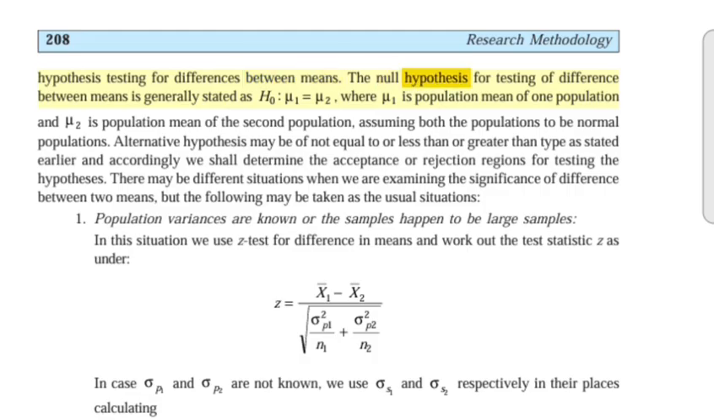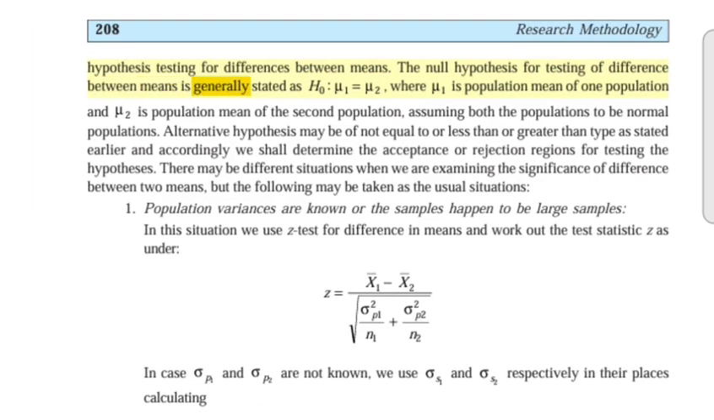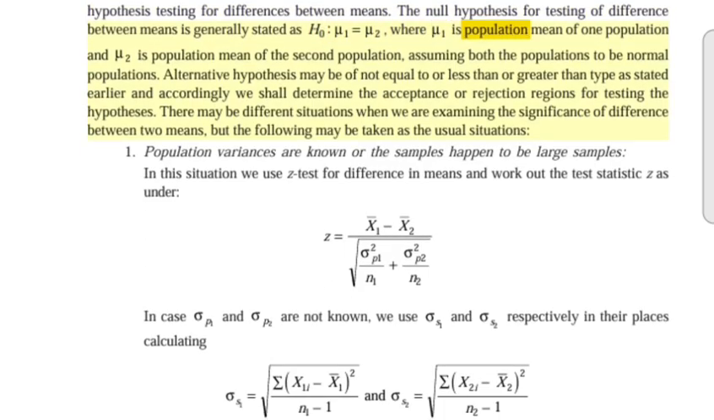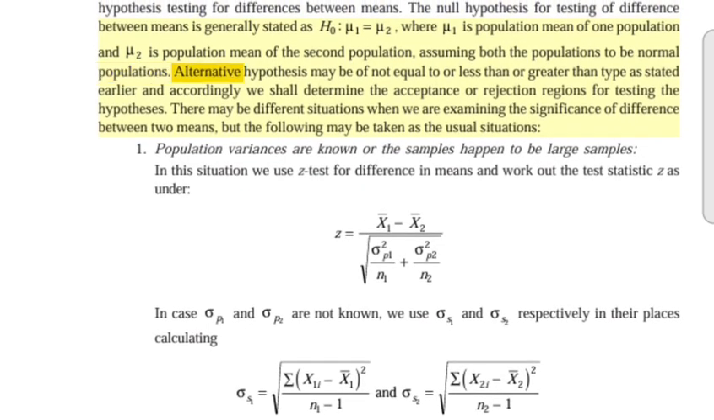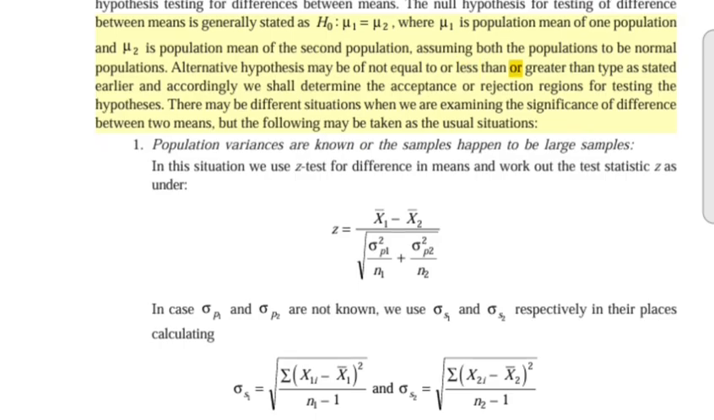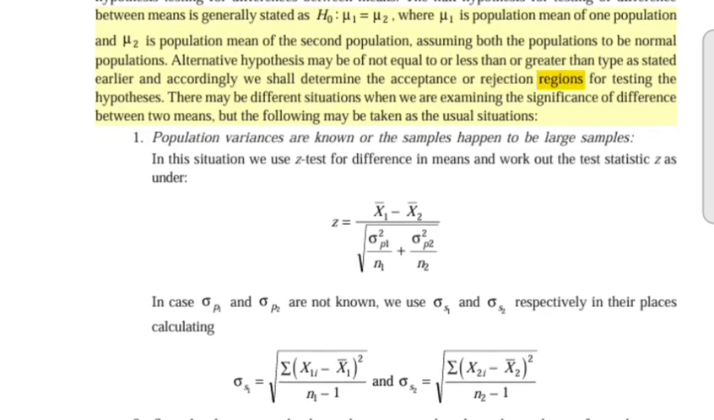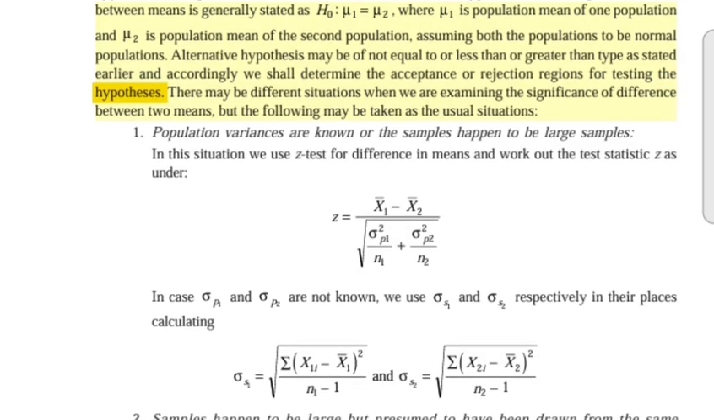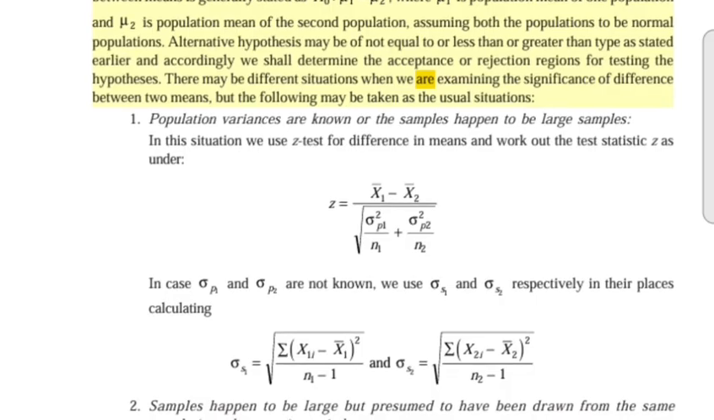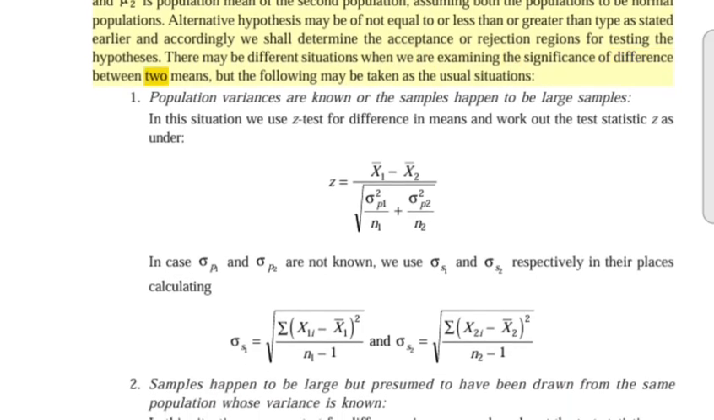The null hypothesis for testing of difference between means is generally stated as H0: μ1 = μ2, where μ1 is the population mean of one population and μ2 is the population mean of the second population, assuming both the populations to be normal populations. Alternative hypothesis may be of the not-equal-to, less-than or greater-than type as stated earlier, and accordingly we shall determine the acceptance or rejection regions for testing the hypotheses. There may be different situations when we are examining the significance of difference between two means, but the following may be taken as the usual situations.